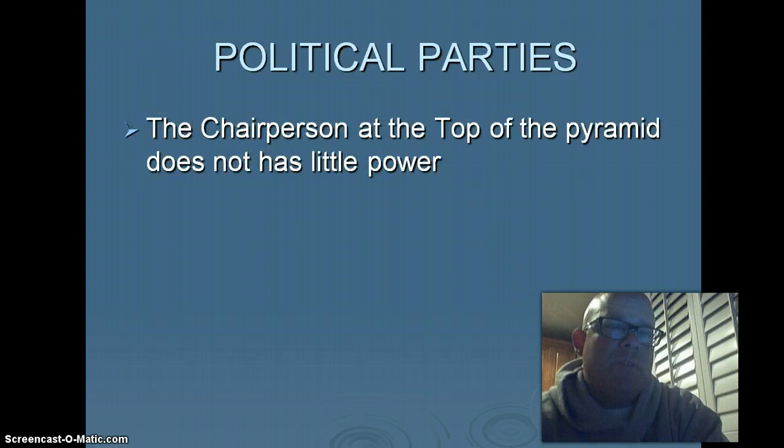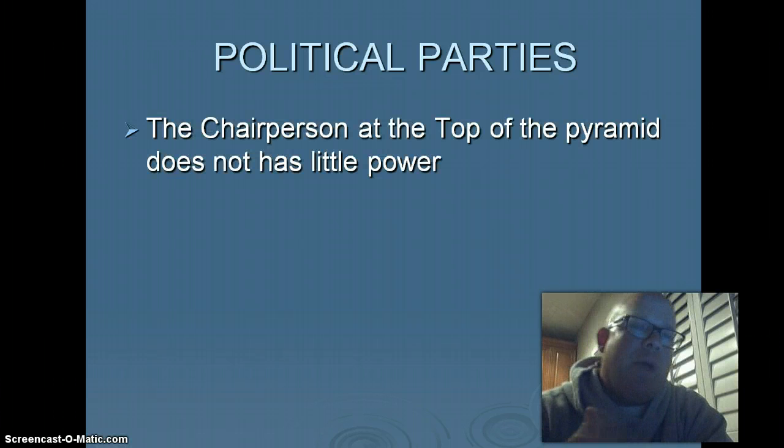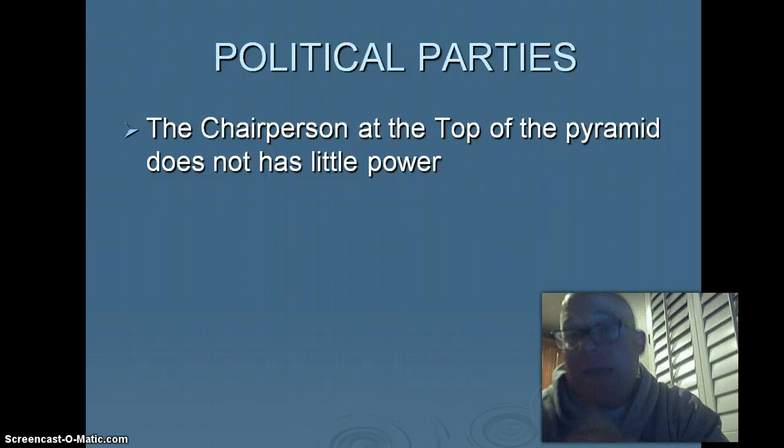The chairperson at the top of the pyramid really doesn't have much power. The only power they're really going to have is at the time they're having a national election every 4 years, when we're running for president or vice president positions.